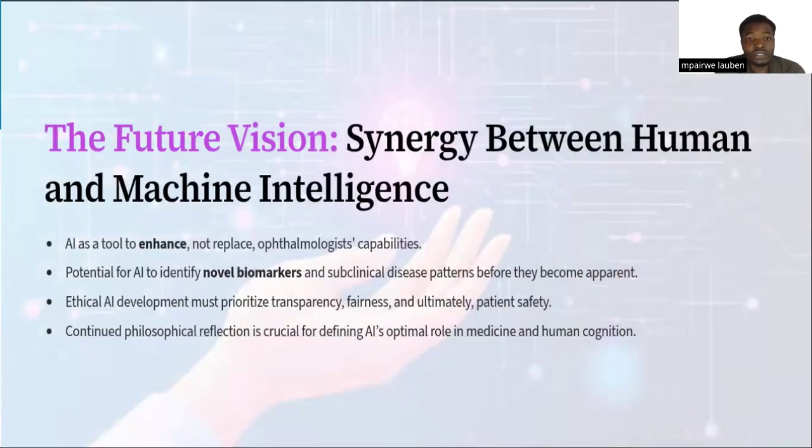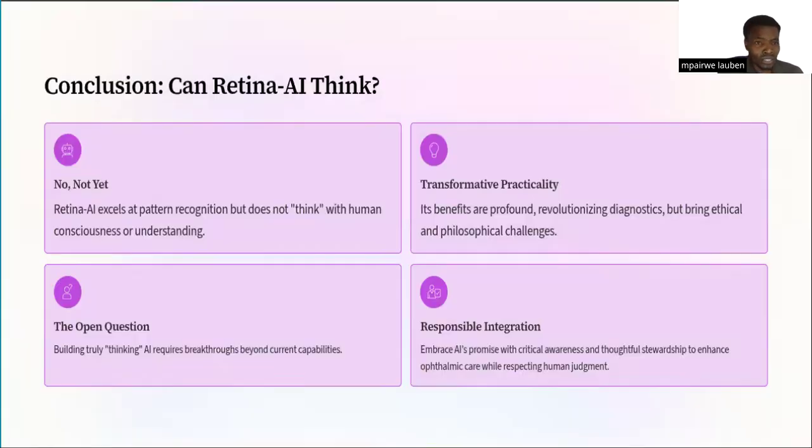Then we look at the future vision, how human and machine intelligence synergize. As AI as a tool continues to improve, it can't replace human capabilities. There is also the potential of AI to identify novel biomarkers and subclinical disease patterns before they become apparent. This is really great. We are also looking at ethical AI development, which must prioritize transparency, fairness, and ultimately patient safety. There is also a need for continual reflection on artificial intelligence integration in medicine and human cognition.